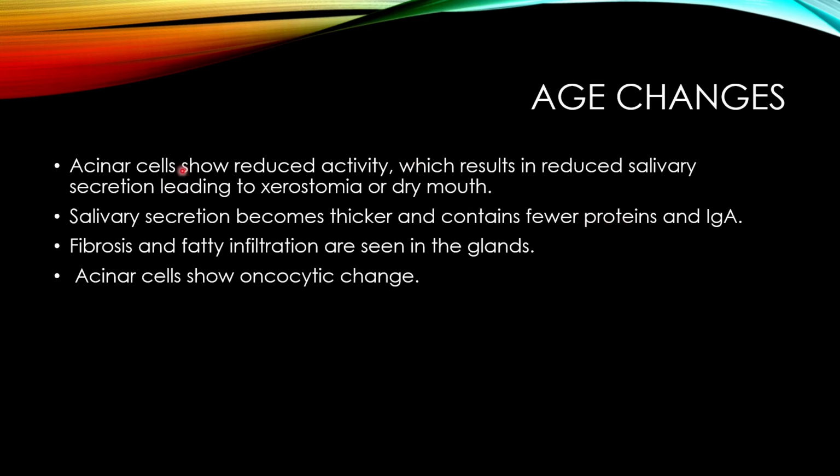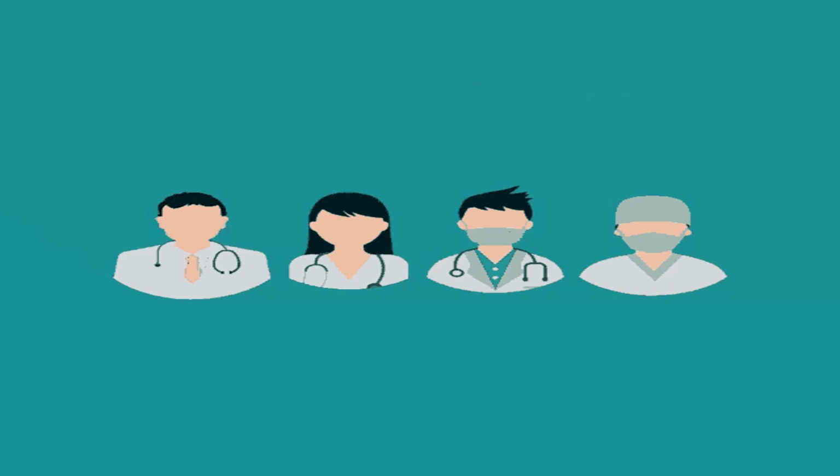Age changes. Acinar cells show reduced activity which results in reduced salivary secretion, leading to xerostomia or dry mouth. It will lead to dry mouth and cause irritation and soreness of the mouth. Salivary secretion becomes thicker and contains fewer proteins and IgA. So in old age, you get more and more infections in your oral cavity. So oral hygiene must be good. Fibrosis and fatty infiltration are seen in the glands. Some cells show oncocytic changes. Oncocytic means the cancerous changes.